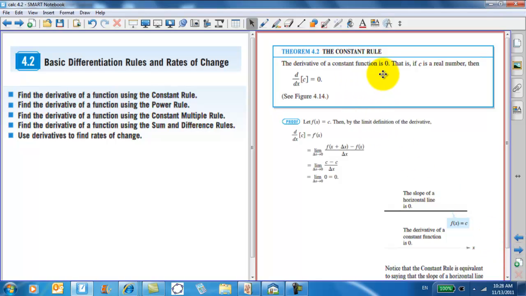Our first derivative rule is the constant rule. The derivative of a constant function is 0. That's because basically a constant is a horizontal line which always has a slope of 0.